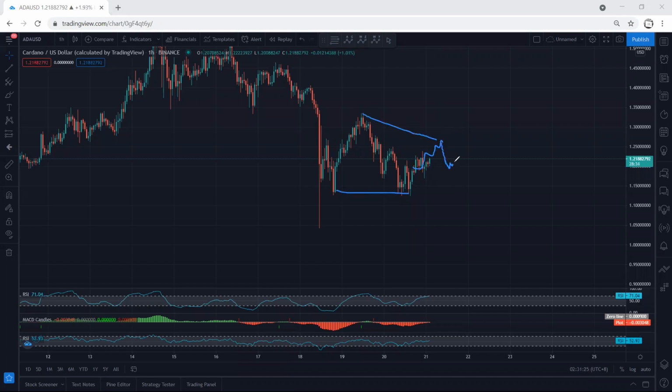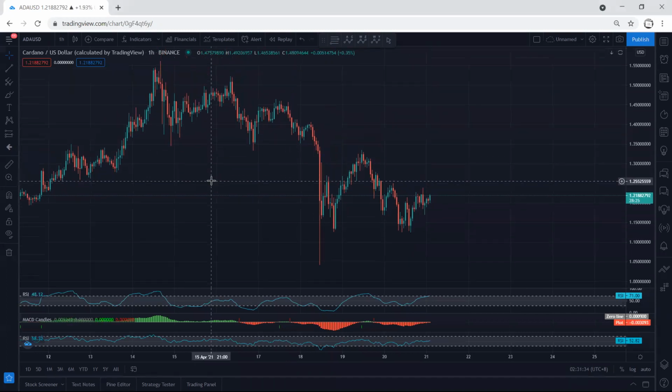Any sharp move down with the flag, we can look for sell. Anyway, mostly we are more interested in the buy, and right now we're looking at this. If we get any buy setup, we will take the trade. Anyway, we just follow the chart.